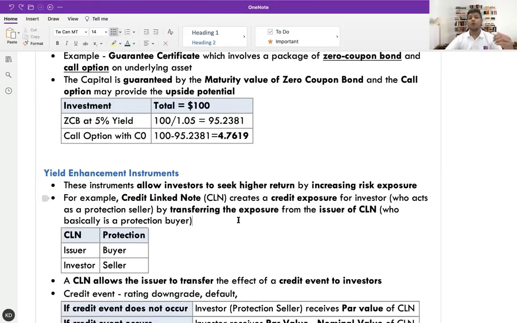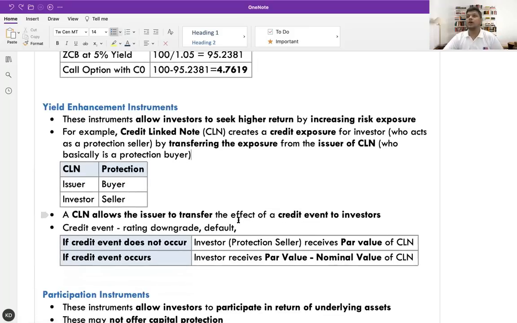Now, protected instruments are going to protect your principal. But now there are instruments which are very risky. They are called yield enhancement instruments. What do I mean by yield enhancement instruments? These are bonds where you are putting money at risk. So you are going to get high returns, but you are also expected to lose a lot of money in case there is a risk event. So these instruments allow investors to seek high return by increasing the risk exposure.